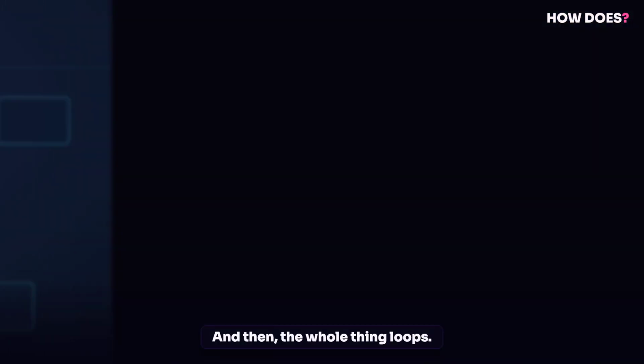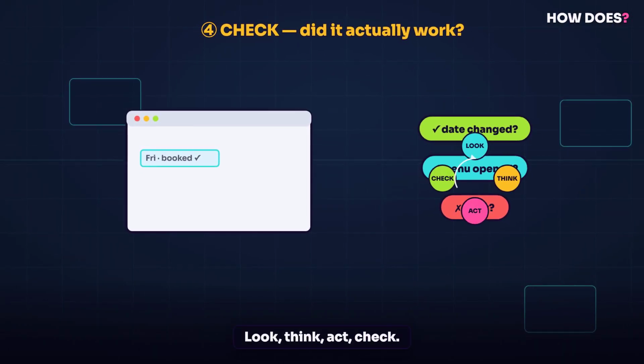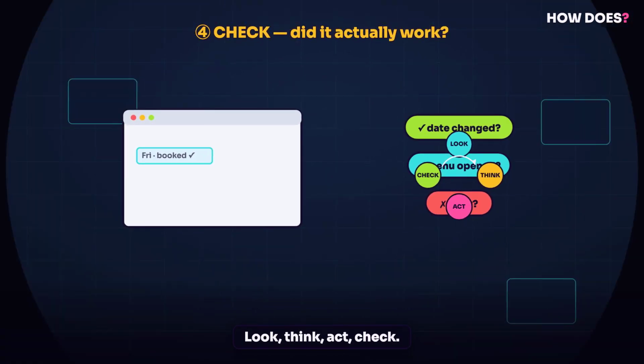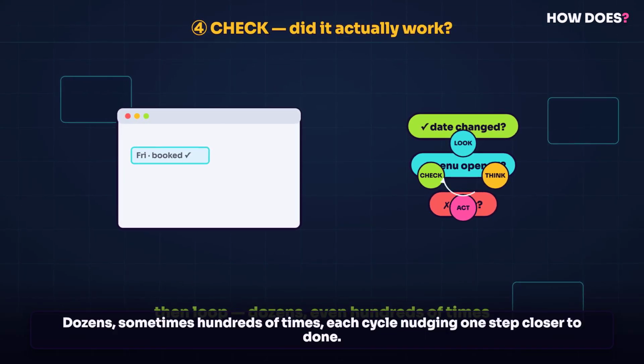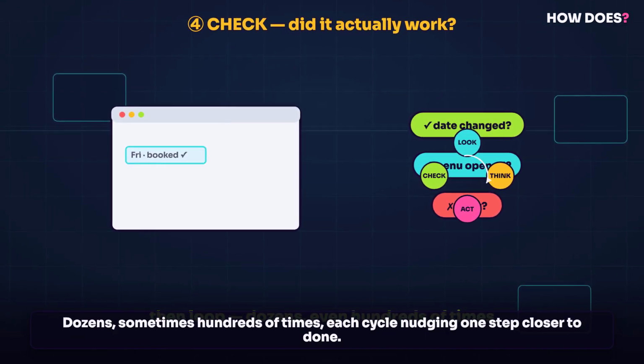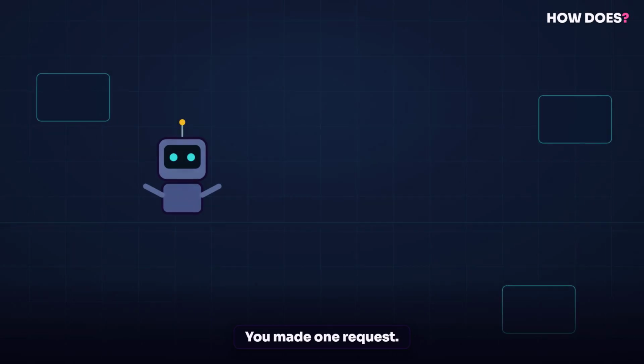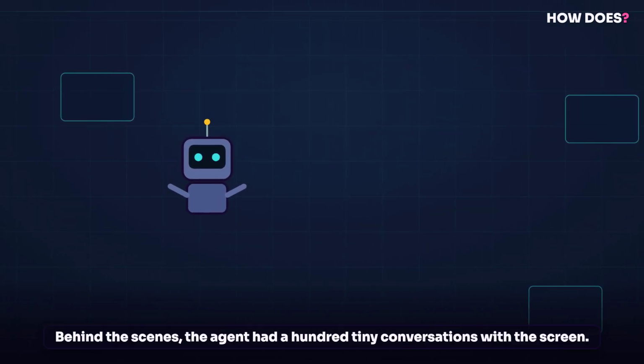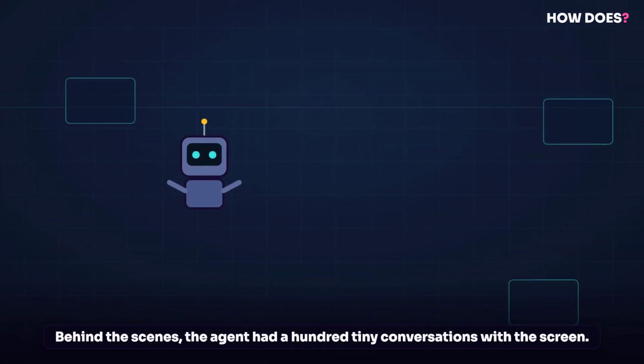And then, the whole thing loops. Look, think, act, check. Look, think, act, check. Dozens, sometimes hundreds of times, each cycle nudging one step closer to done. You made one request. Behind the scenes, the agent had 100 tiny conversations with the screen.